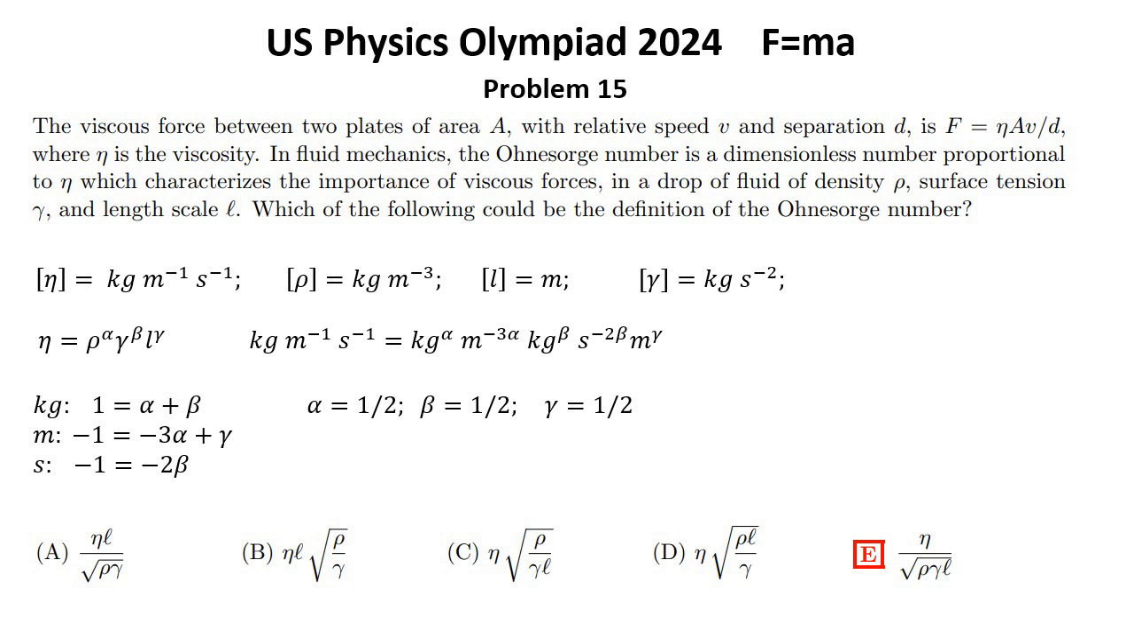We thus conclude that the square root of rho gamma L has the same units as eta, so that choice E is the only possibility proportional to eta that is properly dimensionless. This is answer E, and that was the solution for problem number 15.